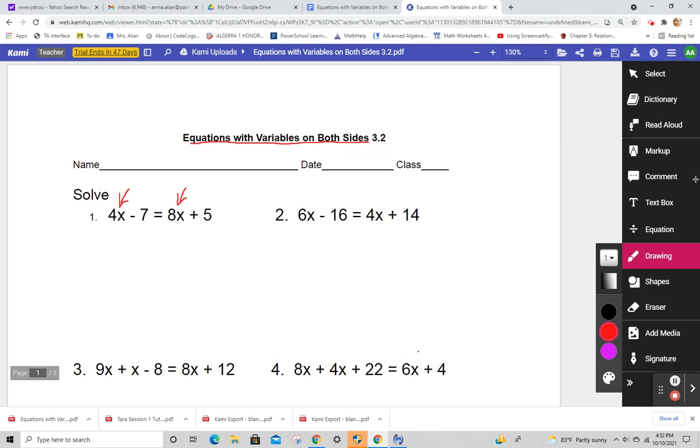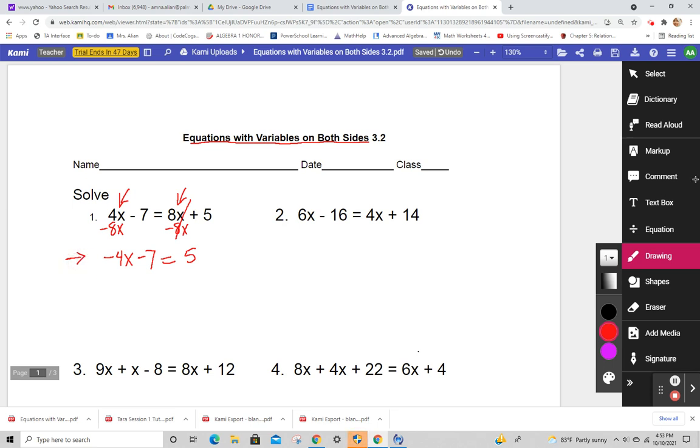Our first goal is to get all the variables on one side. So what I'm going to do to accomplish that is subtract 8x from this side and do the same thing on the other side. I'm going to subtract 8x from here. And notice how I stack this right underneath the term that has an x. Okay, and that's what you want to do. So now we don't have 8x here anymore. Here we have negative 4x minus 7 equals 5.